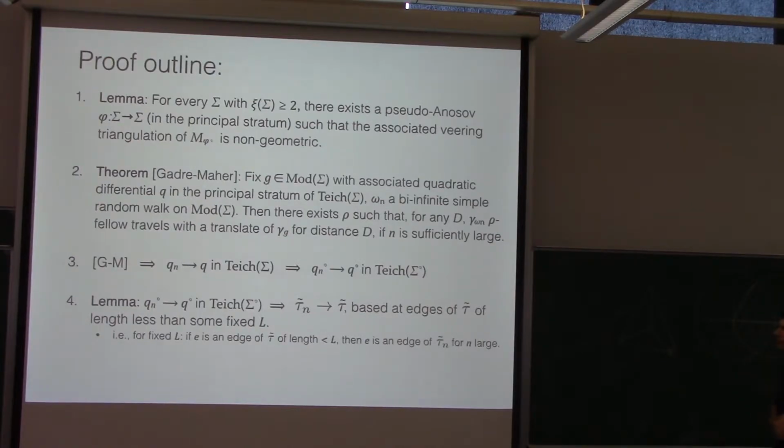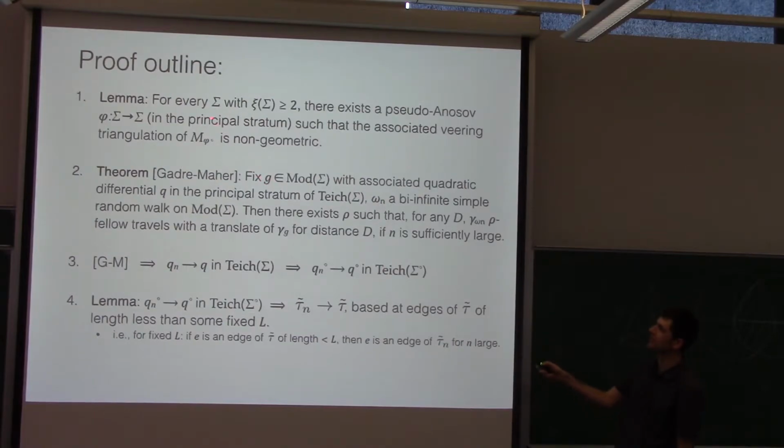And then we use this theorem of Gadre and Maher that says if I have a mapping class which has a quadratic differential in the principal stratum of Teichmüller space, so this just means that its invariant foliations are generic in the sense that all of my singularities are 3-pronged and all of my punctures are 1-pronged. And omega sub n is a bi-infinite simple random walk on the mapping class group. Then there exists some rho such that for any d, gamma sub omega n, the Teichmüller geodesic for omega n, is going to rho-fellow travel with the translate of gamma sub g, the Teichmüller geodesic for g that I started with, for a distance d if n is sufficiently large. So basically, if I go far enough out, if my random word is large enough, then the Teichmüller geodesic for that word is going to be close to the Teichmüller geodesic for g that I care about.